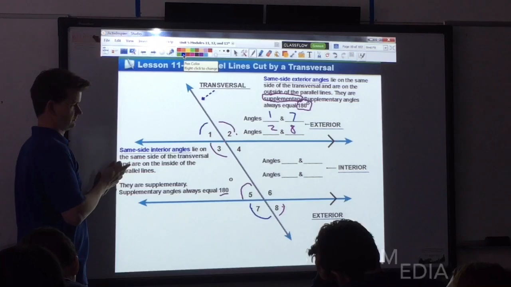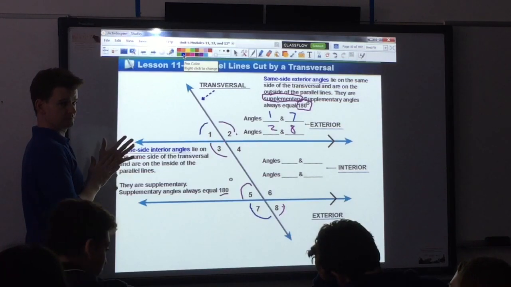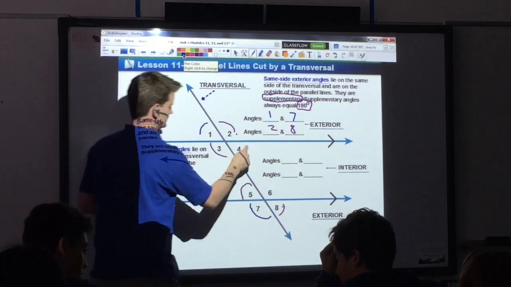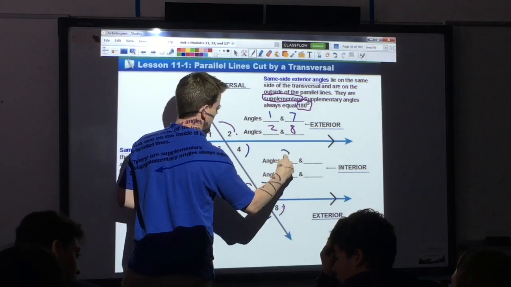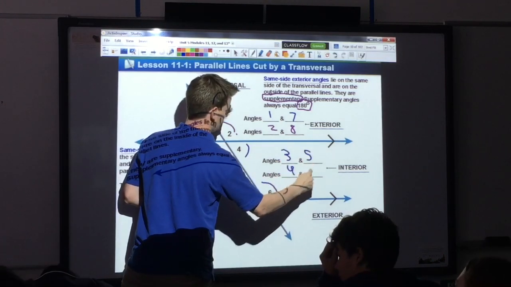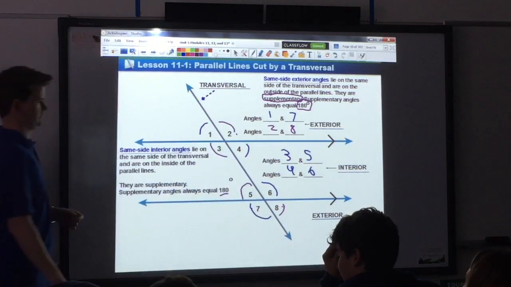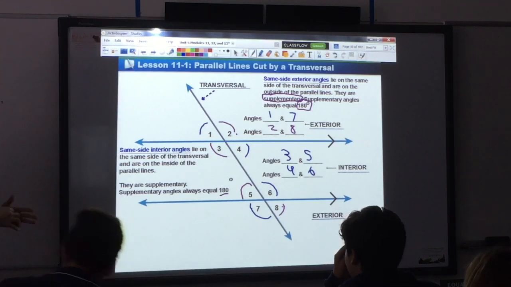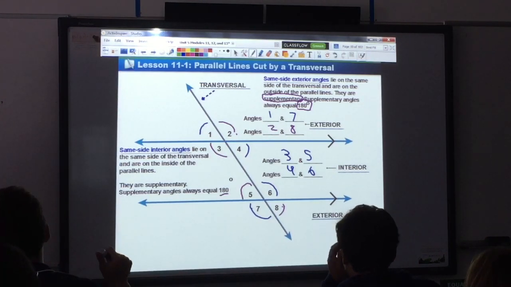4 and 6. And if we add those together, Connor, what do they have to equal? 180 degrees. Any questions on same side angles, exterior or interior? What's up?